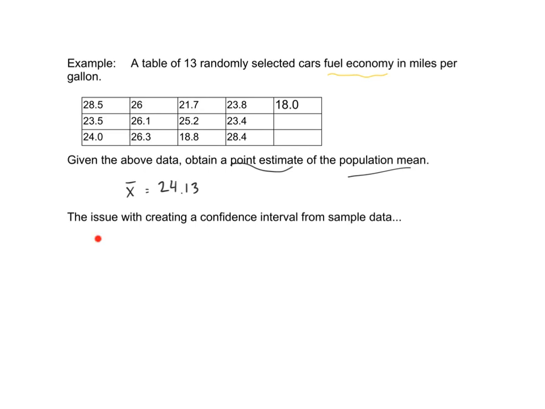The issue with creating confidence intervals from sample data comes from the early 1900s. There's a little blurb in the book about this guy. His name was William Gossett, and he worked for the Guinness Brewery. It's in a European country. He was in charge of doing experiments at the brewery to identify the best kind of barley. Kind of a cool job to have in the early 1900s, I think.